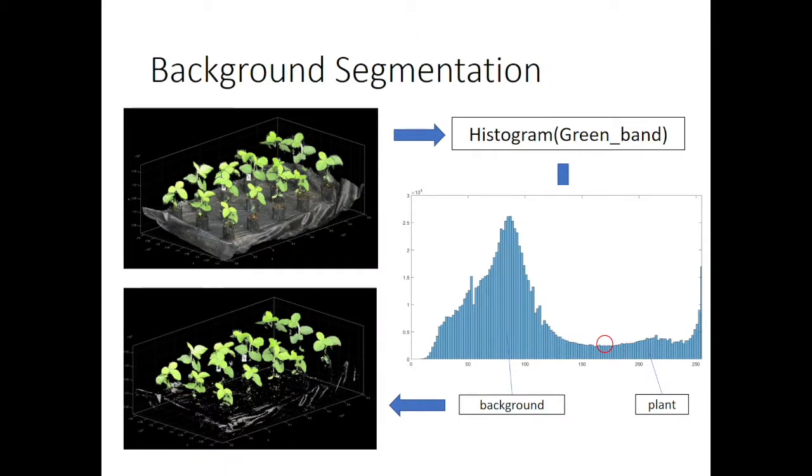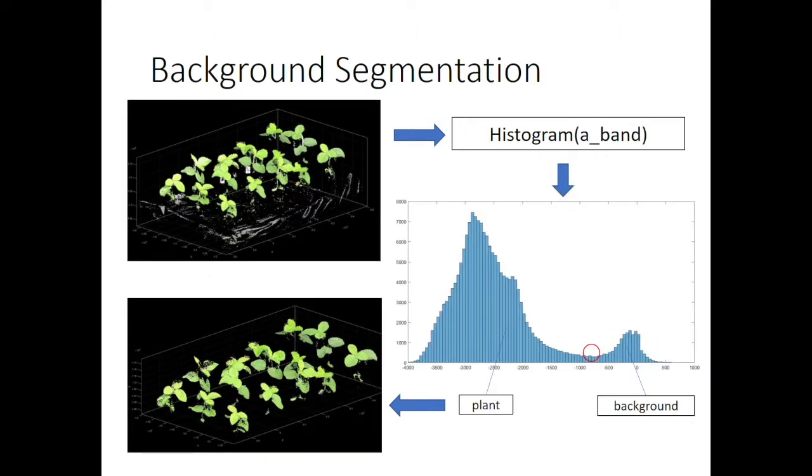Then we segment the background. A color threshold was applied to remove the background from the plant's dense cloud, according to the histogram of different color channels. The green channel from RGB and the A channel from LAB have distinguishable features for background and plants. This is the result after the green channel. This is the result after the A channel.